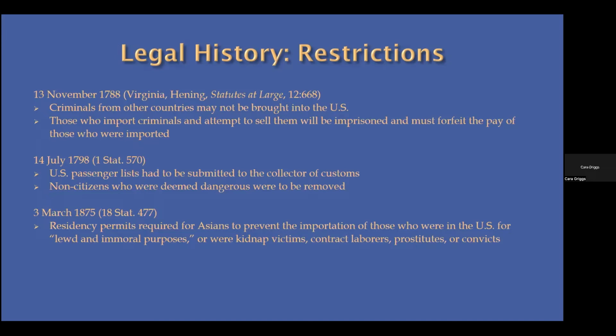Restrictions against Asians in particular began in the last quarter of the 19th century. First, in 1875, residency permits were required for Asians to prevent the importation of those who were in the U.S. for, quote, lewd and immoral purposes, or were kidnapped victims, contract laborers, prostitutes, or convicts. And you will see a lot of references to laborers. There was fear of immigrants taking jobs away from native-born Americans.